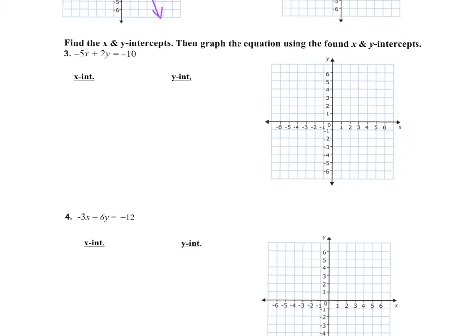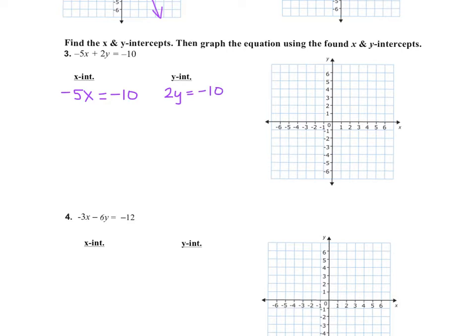Then it says find the x and y intercepts and then graph the equation using the x and y intercepts. So I'm going to do one of these and then you can do the other one yourself. Remember, this was the cover-up method, where we plugged in 0 for our x and 0 for our y. So in this case, if I plug in 0 for my x, I would get the equation 2y equals negative 10. If I plug in 0 for my y, I would get negative 5x equals negative 10. So my x-intercept is going to be found by saying negative 5x equals negative 10. My y-intercept is going to be found by saying 2y equals negative 10.